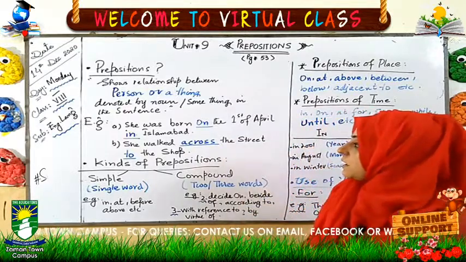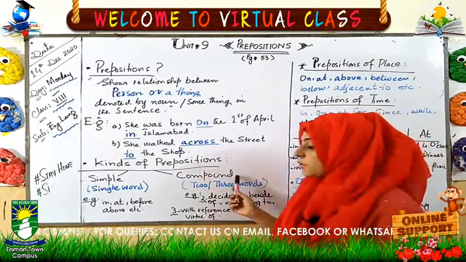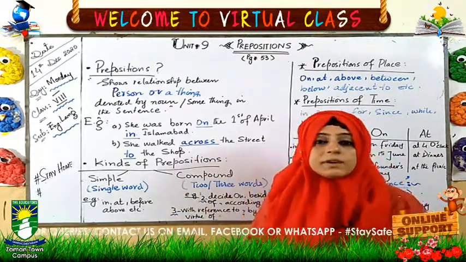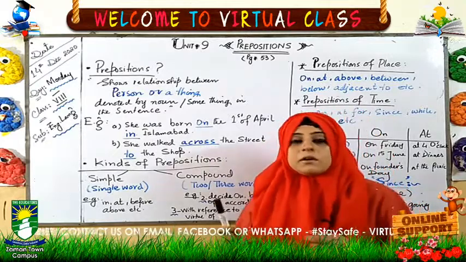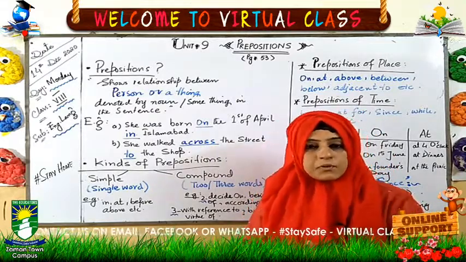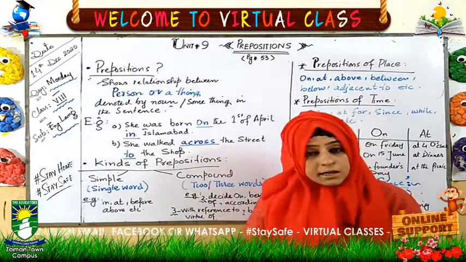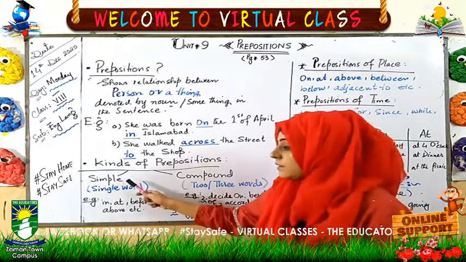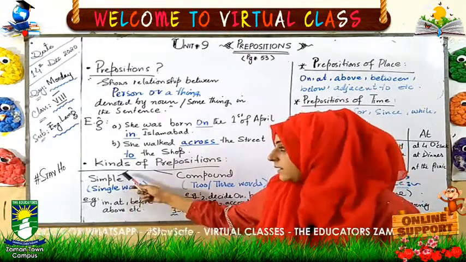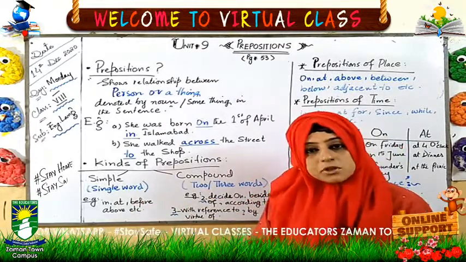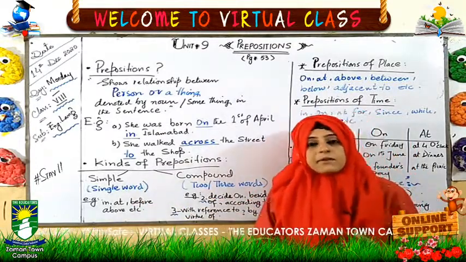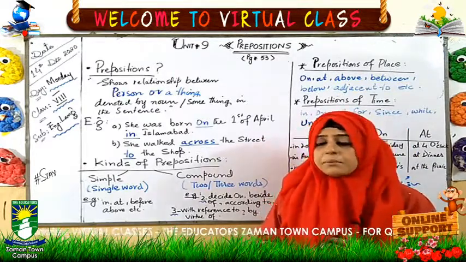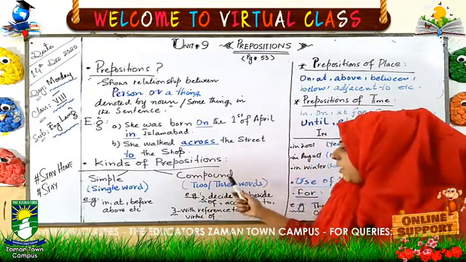For instance, here we have different kinds of prepositions. Number one is simple and compound. Simple means a single word. If we have a preposition with a single word, it means we use a single word before our noun, like in, at, of, on. These are called simple prepositions. But if we have two or more than two words in the preposition, it is called a compound preposition.